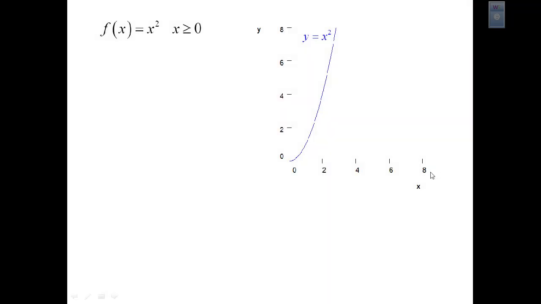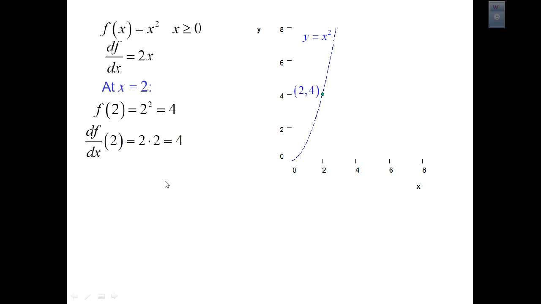Now, the first thing we're going to look at is the derivative of a basic inverse. So if we had f of x is equal to x squared, that means that df dx, the derivative of f of x with respect to x, would be 2x. So at x equals 2, we would have a slope of plugging in 2 times 2. The function would have a point at 4, but it would also have a slope of 4. So the slope of the tangent line at the point 2, 4 would also be 4.